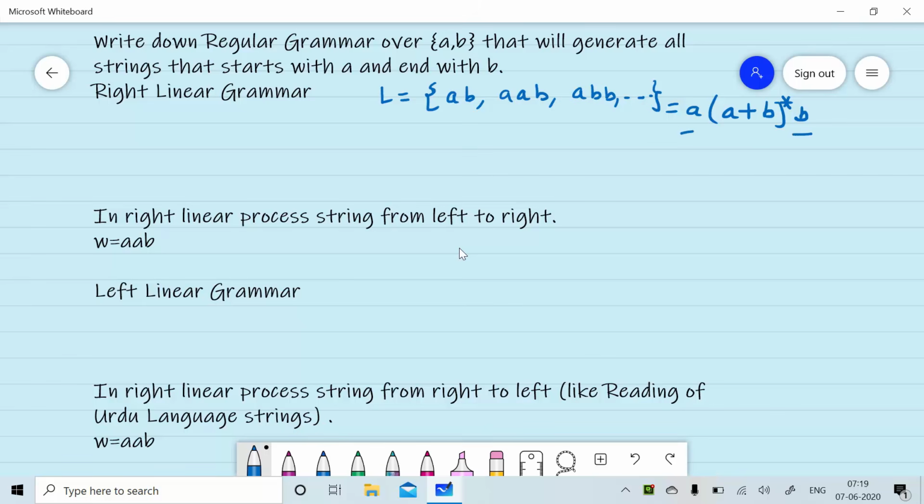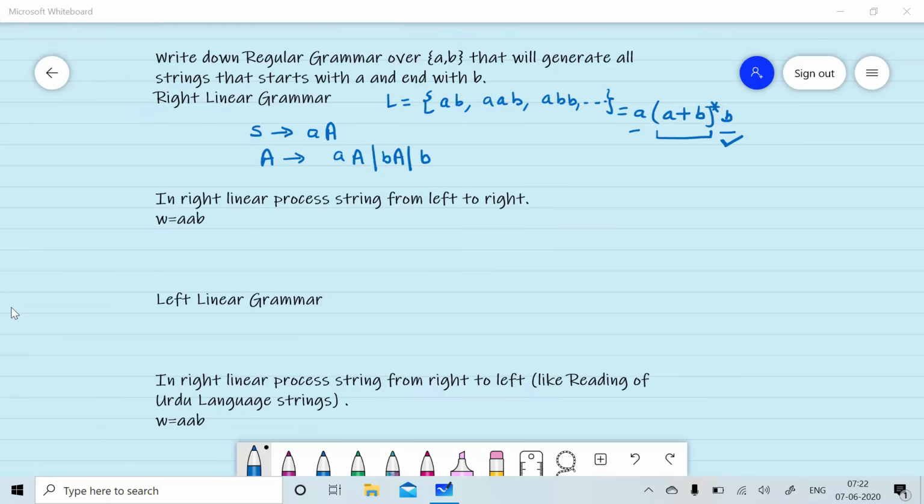So in case of right linear grammar, we can generate the first symbol by using S gives aA. Now we want to generate any number of a and b, but it must be terminated with b. So it can be generated using A gives aA, bA, and then it can be terminated by b.